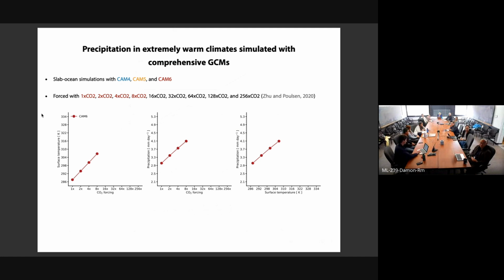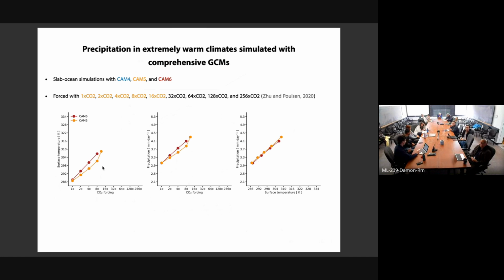What I plotted here is surface temperature on the y-axis as a function of the CO2 forcing for 1, 2, 4, and 8 times CO2. The middle panel is precipitation as a function of that CO2 forcing. And the right panel is precipitation as a function of temperature. So you can see that linear relationship where there's the hydrologic sensitivity. And what you see is that there's no saturation of precipitation at extremely warm climates like we saw in this idealized GCM. It's all very linear.